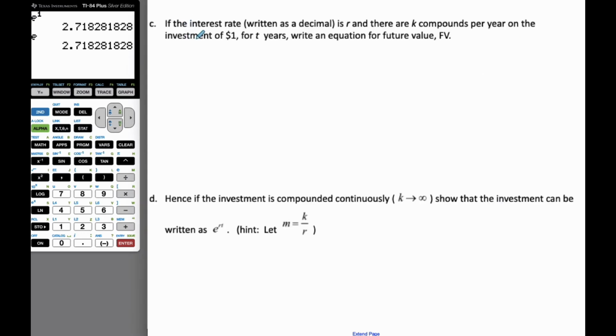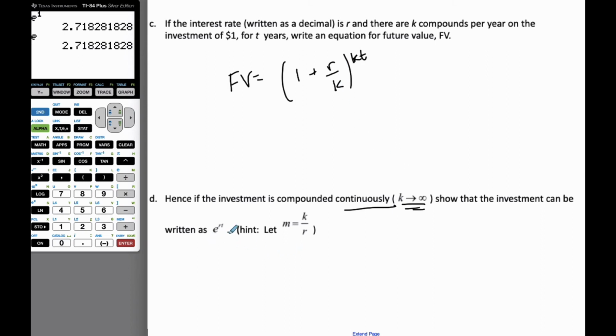Okay, so if the investment rate, written as a decimal, is r, and there are k compounds per year on an investment of $1 for t years, write an equation for the future value. Well, the future value is going to be my $1 times 1 plus r over k, to the power kt. That's the formula for future value. But if I want an investment to go continuously, that means k is going to infinity, and r over k is going to 0, which I don't really want.